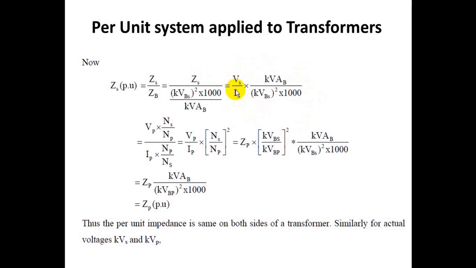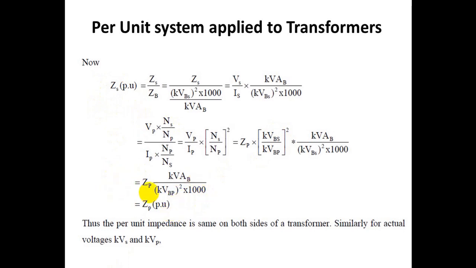Now replace the values of Vs and Is in this equation, rearrange the terms, and simplify. It is equal to Vp over Ip times Ns over Np whole square, and Vp over Ip is equal to Z primary times kVB secondary over kVB primary whole square multiplied by kVA base over kV base whole square times 1000. If you go through this whole derivation, you get the final answer equal to Zp per unit, the per unit value of Zp. So this derivation proves that the per unit value of the secondary impedance will be equal to the per unit value of the primary impedance.